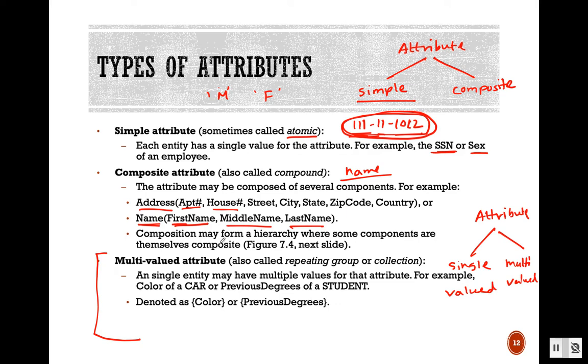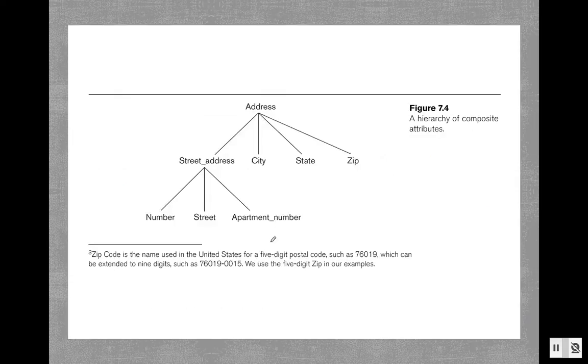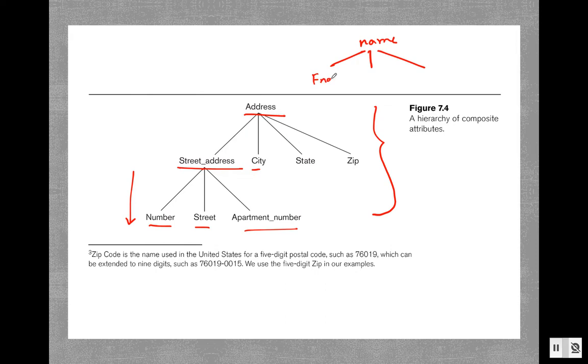Now, the composition may form a hierarchy where some components themselves can be composite. Let's see one example. In this composite attribute we have a second level of hierarchy. For example, an address has street address, city, state, zip. Street address itself is a composite attribute, so at the next level it has number, street and apartment number. In a one-level hierarchy we can have the name, which we can think of as first name, middle initial, and last name.